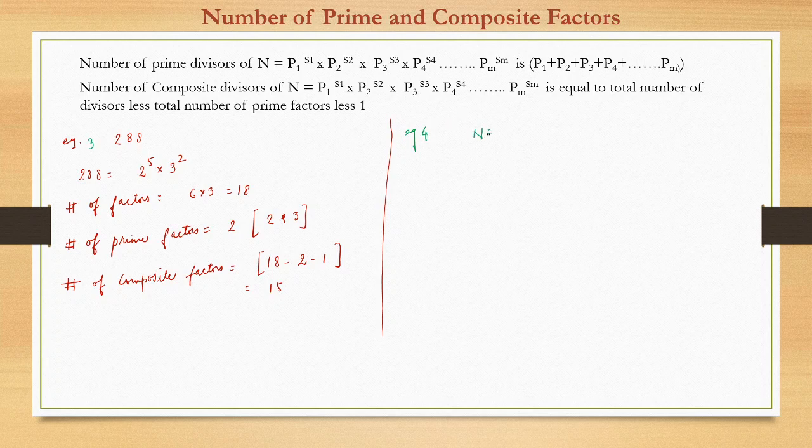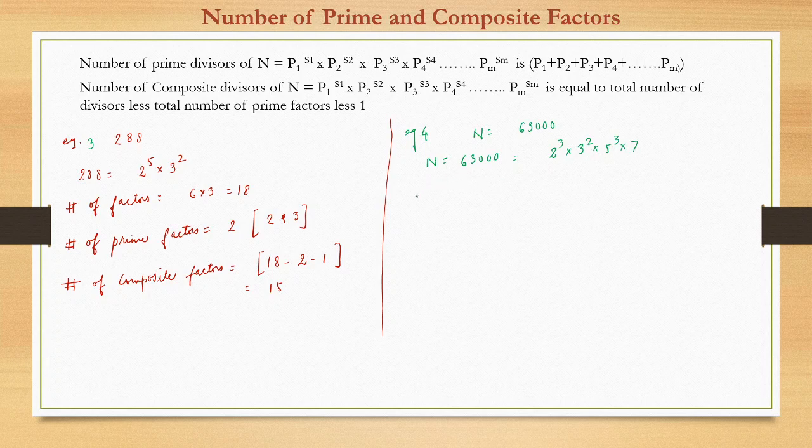Similarly, we take one last example. 63,000 we had taken. So 63,000 we can write in prime factorization as 2 raised to power 3 into 3 raised to power 2 into 5 raised to power 3 into 7. 7 times 9 is 63, and then 1000.